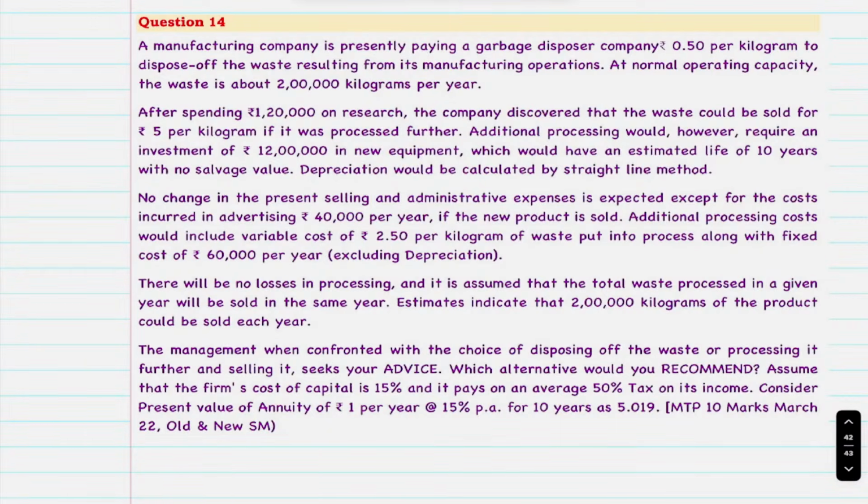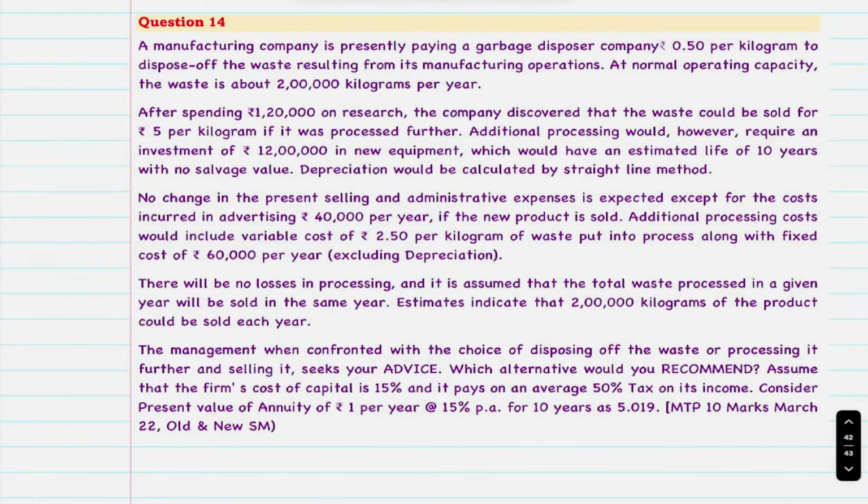Hint. I'm reading the question. After me saying 1,20,000, people are looking at me. Where is 1,20,000? 1,20,000 not there. 12 lakh is there. Divided by 10 gives you 1,20,000. So, investment of 12 lakh in new equipment, which would have an estimated life of 10 years with zero salvage. Depreciation could be calculated on straight line, obvious, 1,20,000 per annum.